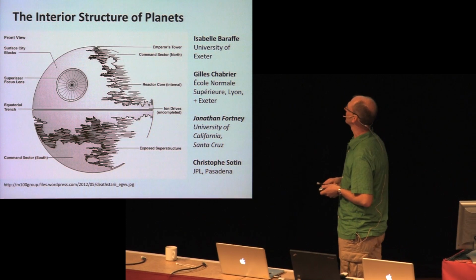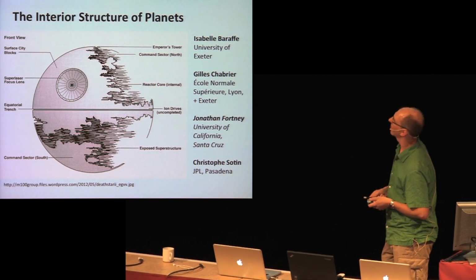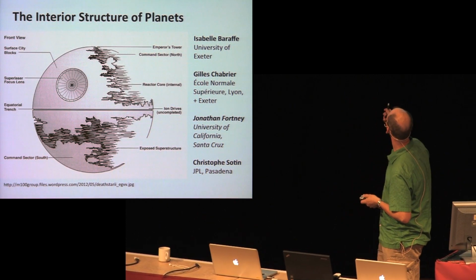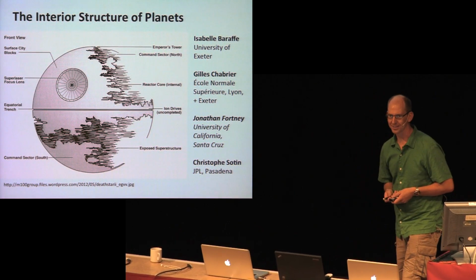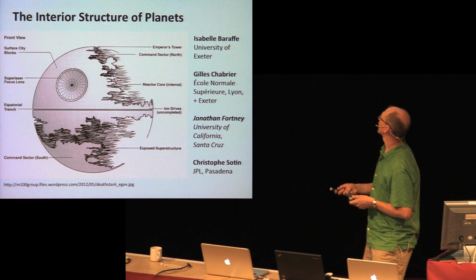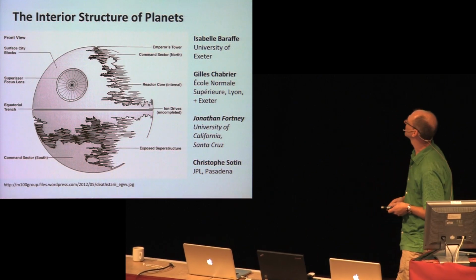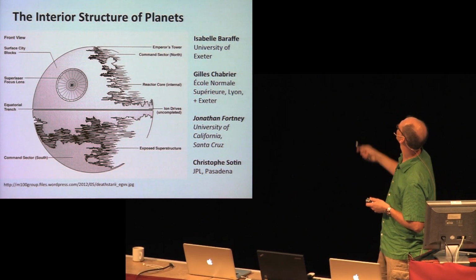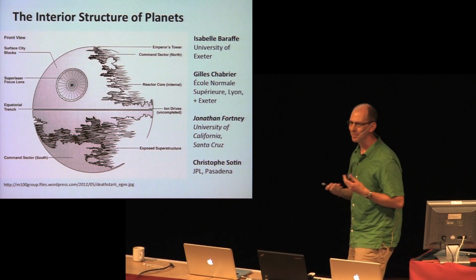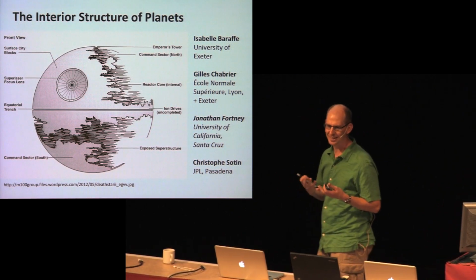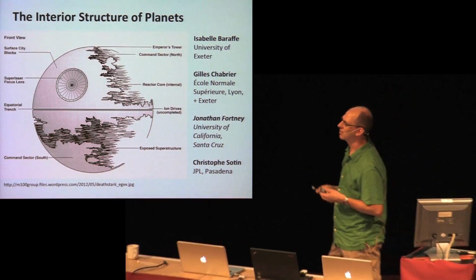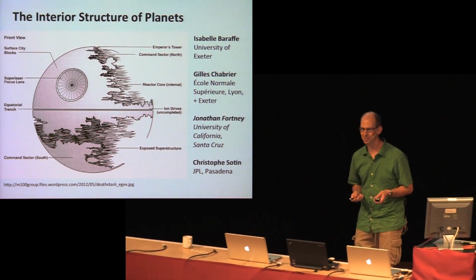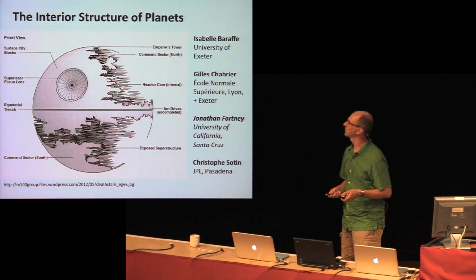So this is a chapter that we're working on: Isabelle Baraffe, Gilles Chabrier, myself, Jonathan Fortney, and Christophe Sotin. This is on the interior structure of planets. Ideally, we'd like to be able to take a planet apart piece by piece and look at the exposed superstructure. But of course, a lot of these things we don't actually see. For solar system planets, we can indirectly probe the interior. For extrasolar planets, we can even more directly probe the interior. This is what we're going to be talking about today.